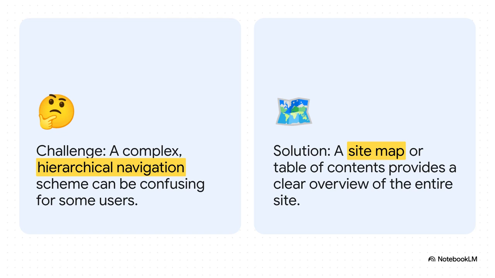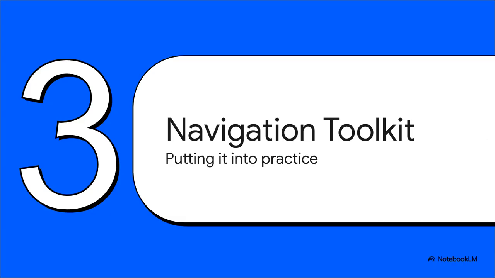Or how about this? For someone who finds those complex drop-down menus really confusing or overwhelming, a simple sitemap is a total lifesaver. Instead of a series of confusing turns, it's like a bird's eye view of the entire website. It makes it so much easier to see everything at once and just pick where you want to go. So we've seen the why. It's all about making the web faster and more accessible for everyone.